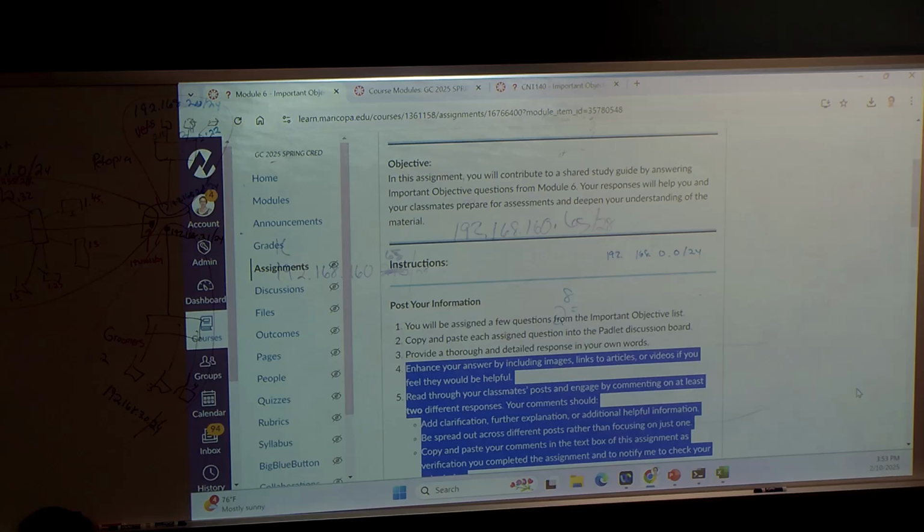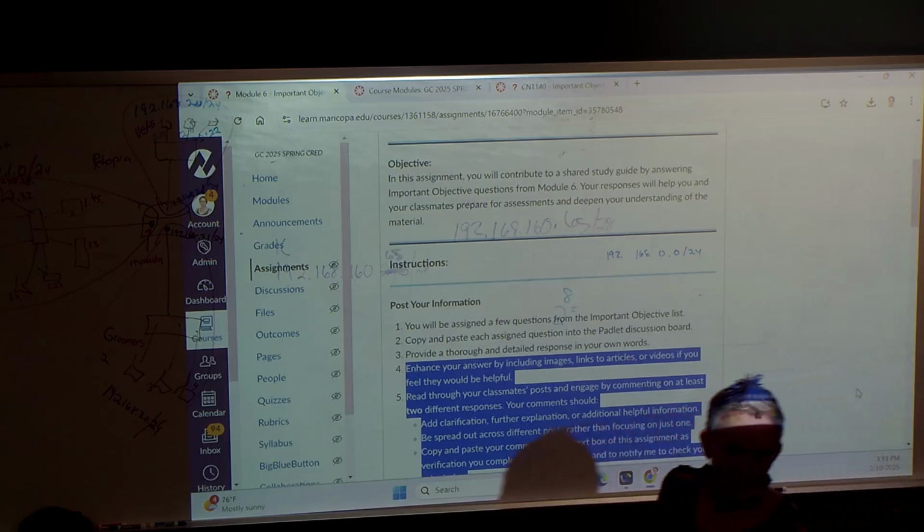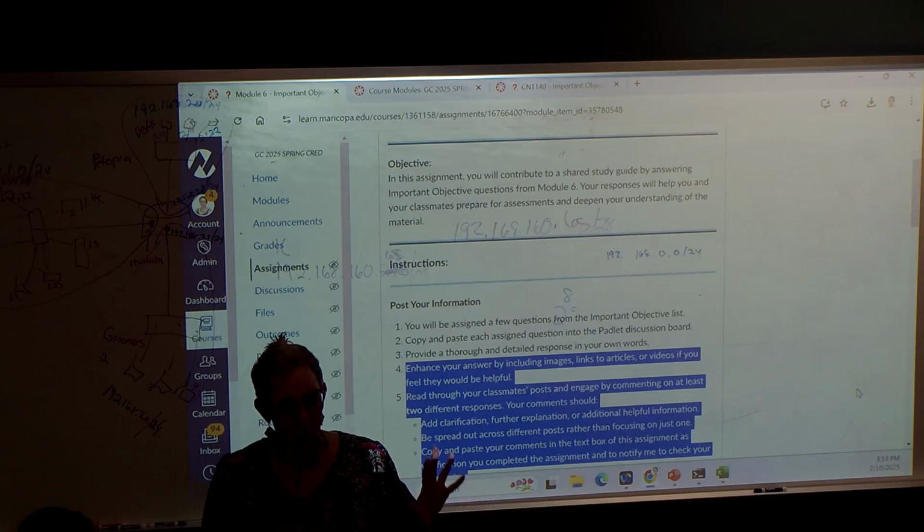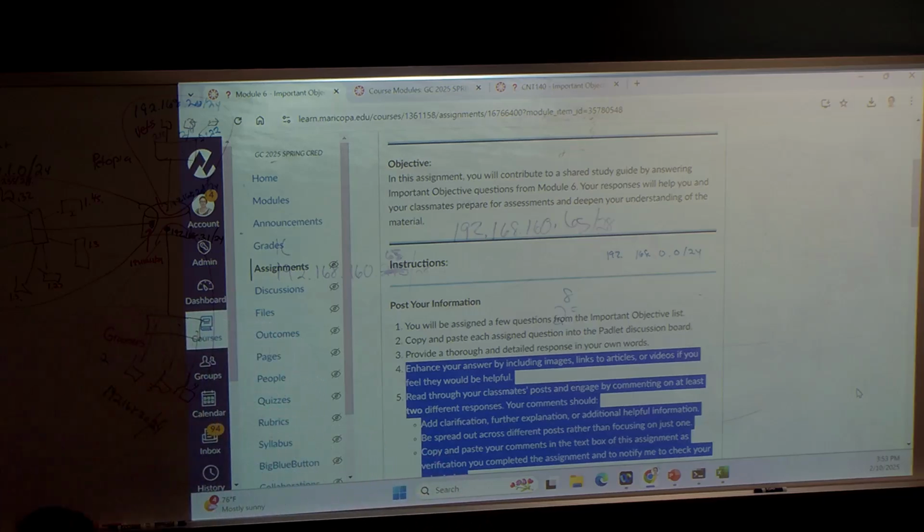So for the objective study guide, how many sentences do you want us to write? You need to thoroughly answer the question. So if you can do that in one sentence, which I doubt, it needs to be a thorough answer. I'm not going to decide how many sentences. Yes, it does. Yes, it does. Does it?